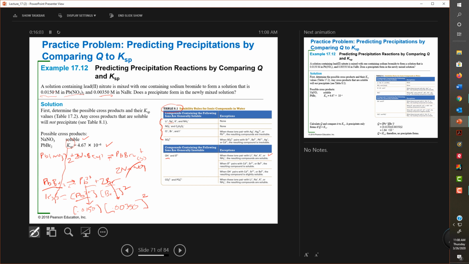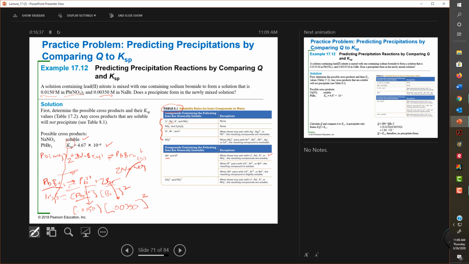So if Q is less than Ksp, then the reaction is going to go this direction and we don't form a precipitate. If Q is greater than Ksp, then the reaction goes in reverse and we are going to form the precipitate. So that is the process in determining when we add 2 dissimilar substances, mix them together and they form a precipitate. Ultimately, what we have to do here is calculate Q, and then based on Q, we're going to say a precipitate forms or it doesn't form.